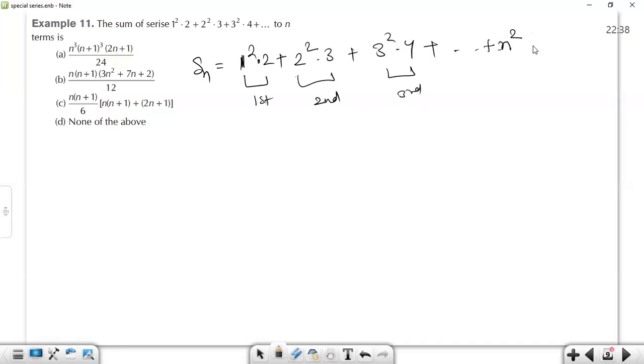After observing this pattern, can we write that the nth term will have n square here and n plus 1 as its multiple? If it is the first term, 1 square into 1 plus 1. If it is the second term, 2 square here, 2 plus 1 here. If this is the third term, 3 square here, 3 plus 1 here. If this is the nth term, then n square here and n plus 1 as the multiple. So the nth term is n square into n plus 1. Is that clear, everyone?